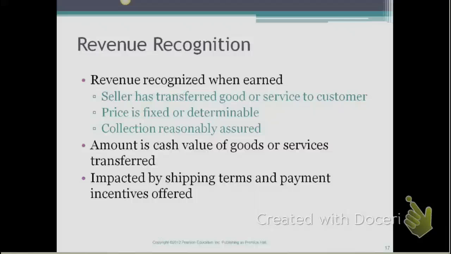Let's do a quick summary of revenue recognition. From Chapter 3, you know that revenue is recognized when it's earned. Earned is when we have provided the goods or services to the customer. The amount of revenue to recognize is the cash value of goods or services that has transferred to the customer.